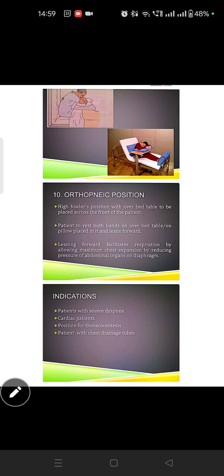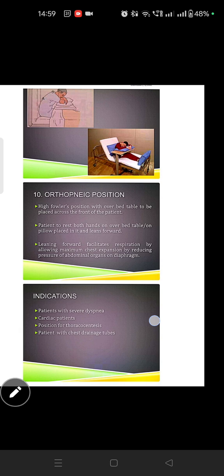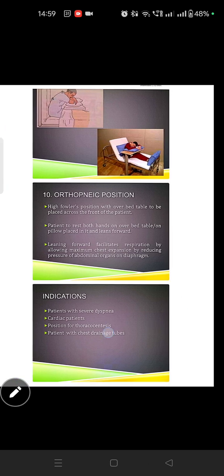So orthopedic patients, mainly those with severe dyspnea, cardiac patients, thoracentesis patients, or any drainage tubes, all of them we can give a thoracic posture. So the patient can sit and do all the activities.